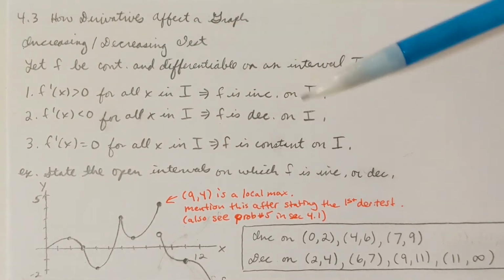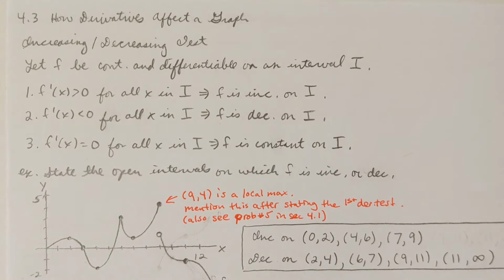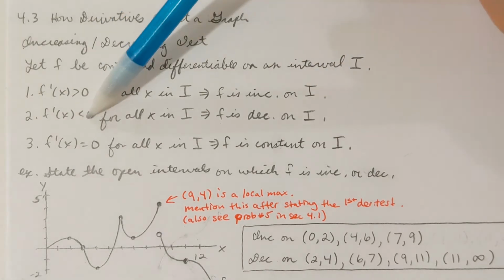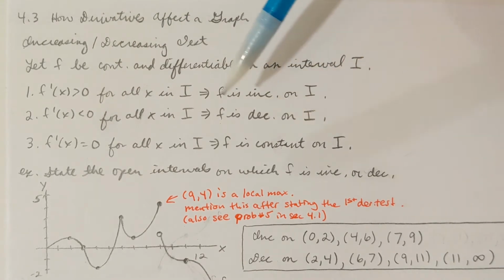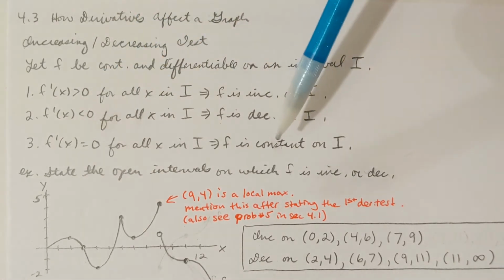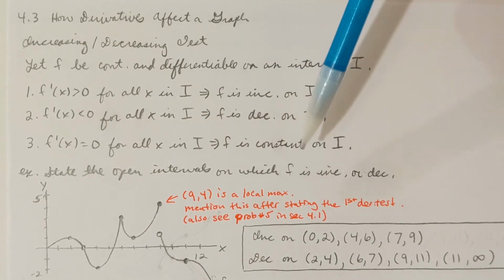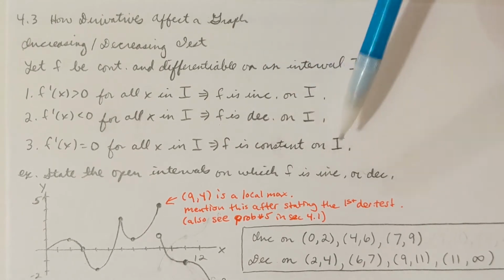I'm still saying the same thing here, it's just that I'm using the slope of a tangent line. If the slope of the tangent line is some positive number, the function is increasing on that part of the graph. If the slope is a negative number, it's decreasing on that part of the graph. If the slope of the tangent line is 0, you're neither rising nor falling, so you're constant on that part of the graph.